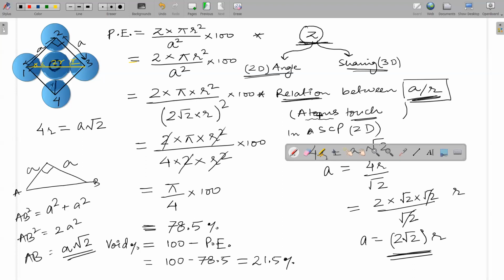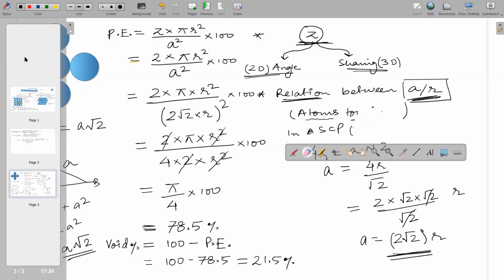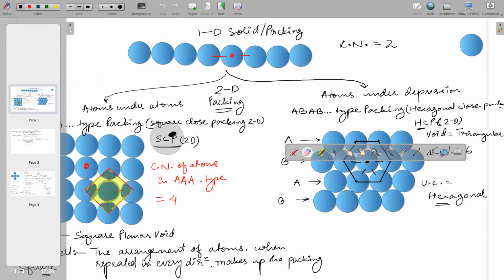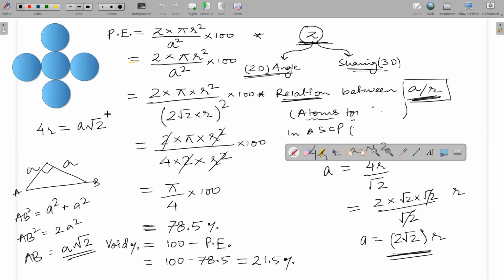Mariam, can you explain this relation between A and R? Let me erase these things. Is this SCP, square close packing? Yes, SCP 2D. Mariam wants to understand the relationship between A and R. For the relationship between A and R, you first have to draw the unit cell. Just draw the unit cell.